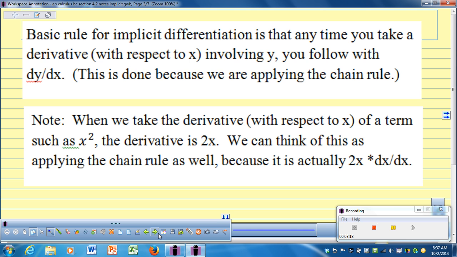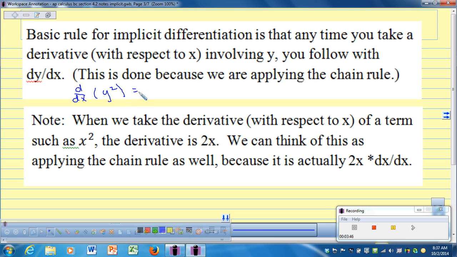The basic rule for implicit differentiation is that anytime you take the derivative with respect to x involving y, you follow with a dy dx. This is done because we are applying chain rule. So, for example, if we wanted to take the derivative of y squared, I want you to think of this like chain rule. We have some function y, that's the inside, and that is being squared. Squared is the outside function.